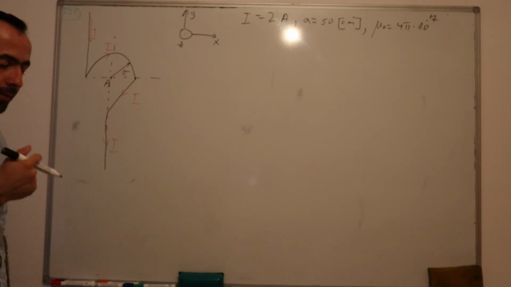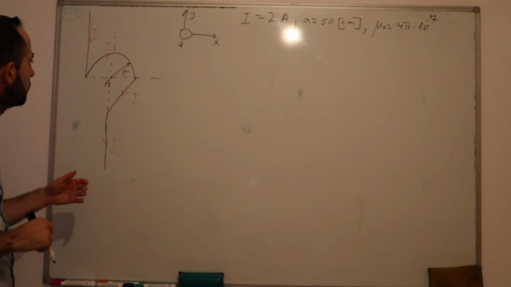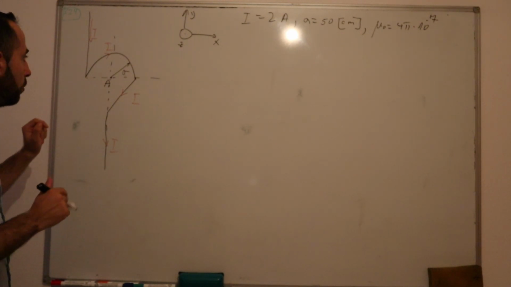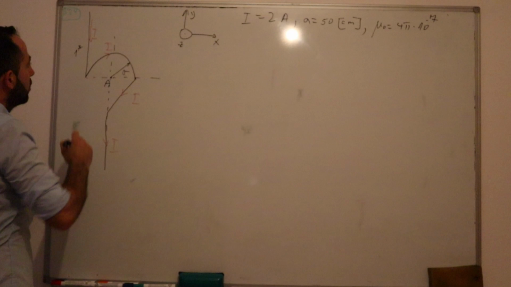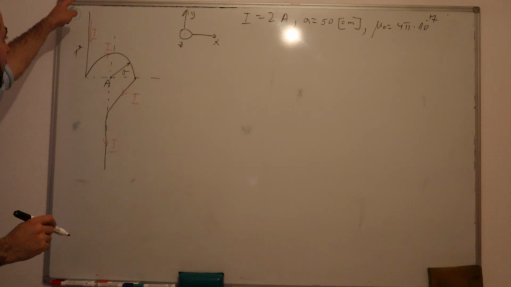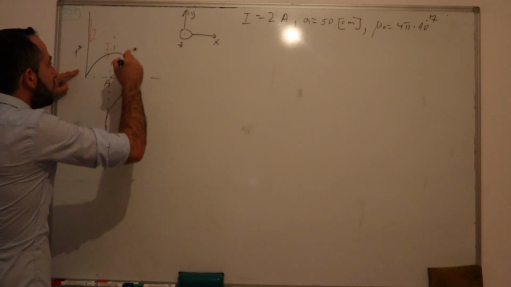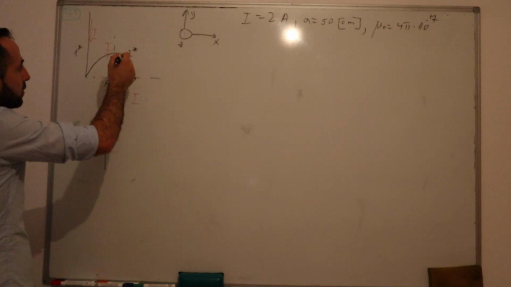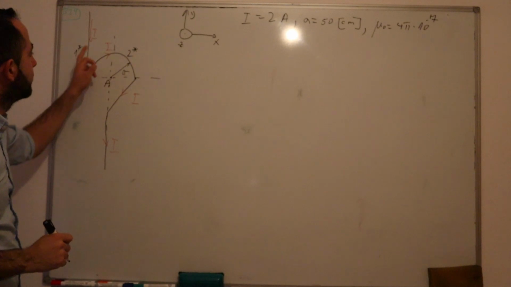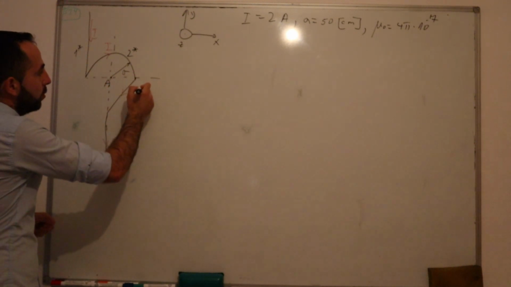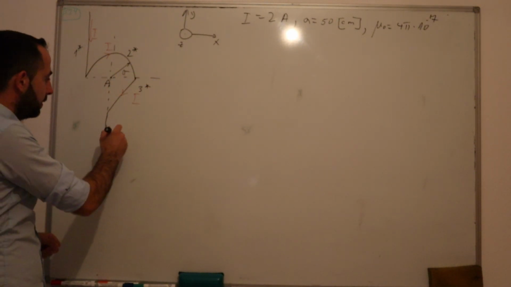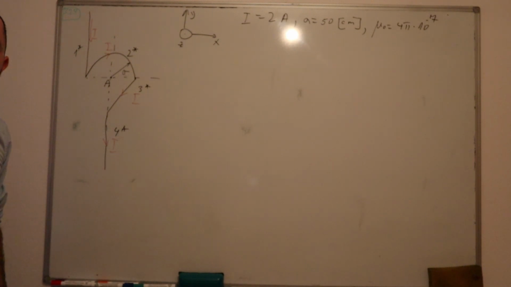So, as in previous videos, we can conclude that here we will have the first case, where we will calculate a magnetic flux density only for this conductor. Then this will be the second case. This is once again a half circle. Then this will be the third case, and this will be the fourth case.